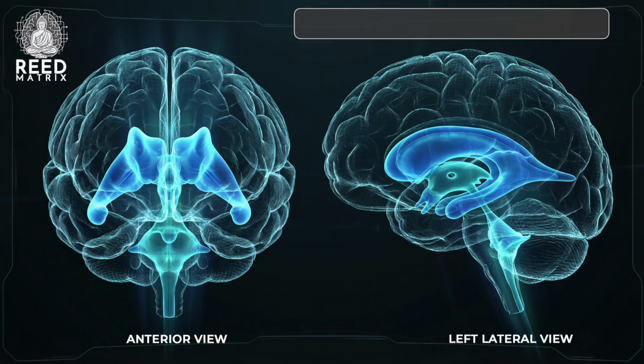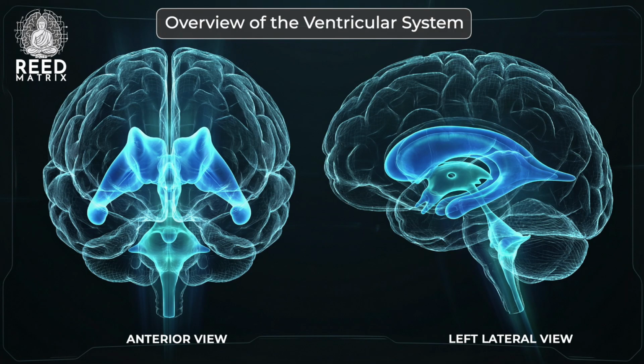In this series, we explore the brain, behavior, and mental health. In this video, we'll examine the ventricular system and how cerebrospinal fluid circulates through the brain. As you can see here, the ventricular system consists of two lateral ventricles, the third ventricle, and the fourth ventricle.